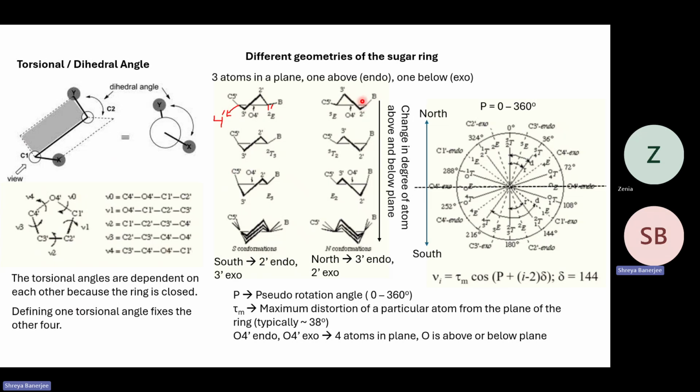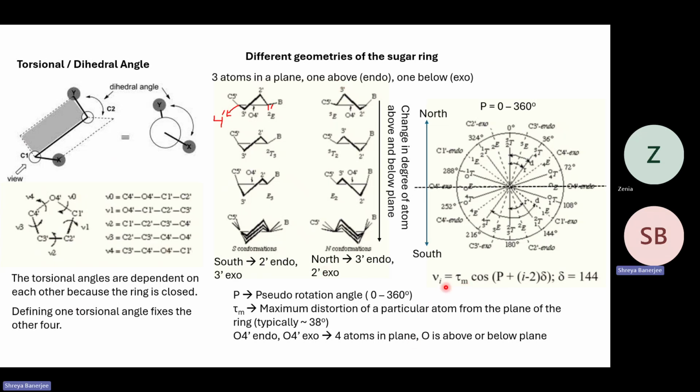The other kind is the north or N conformations, where again the C1 prime, O4 prime, and C4 prime are in the plane, but here it is opposite. C2 prime is below and C3 prime is above. In south, C2 prime was above, C3 prime was below, and in the north conformations, it is the opposite. C2 prime is below and C3 prime is above the plane.